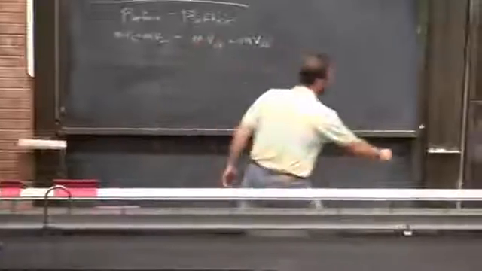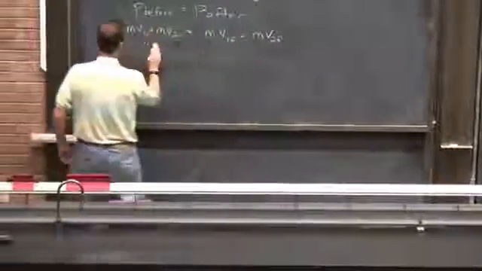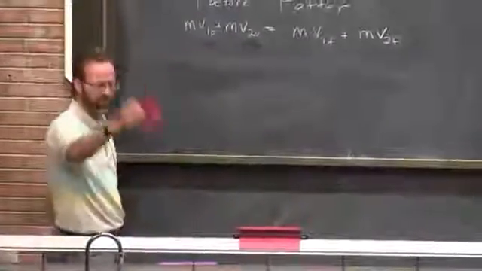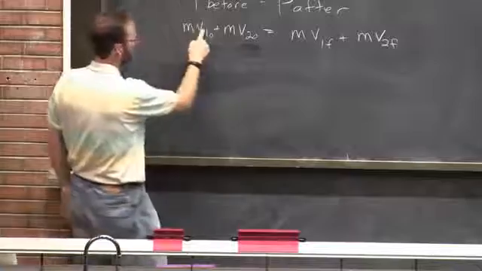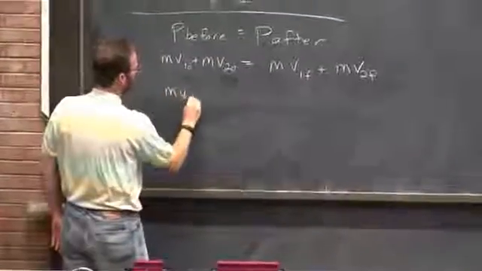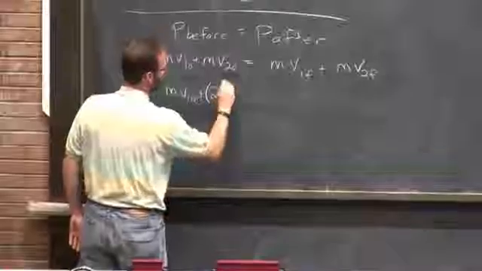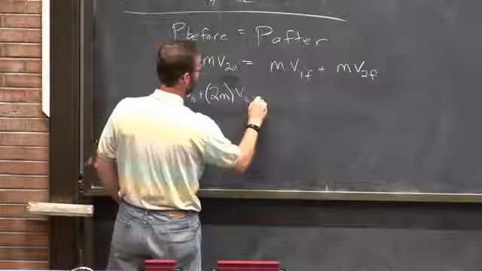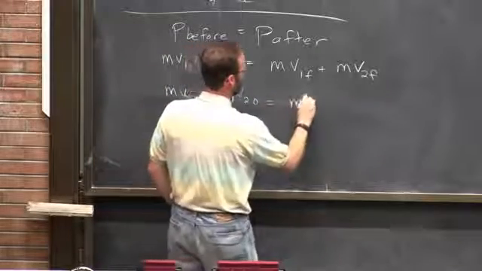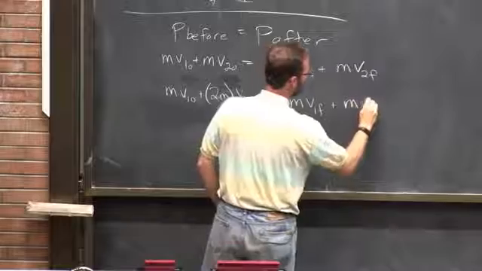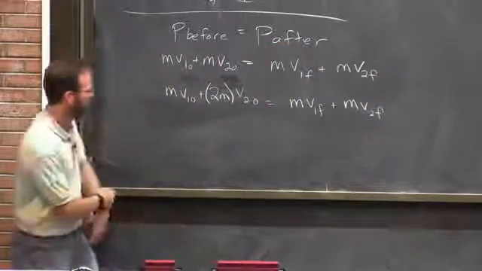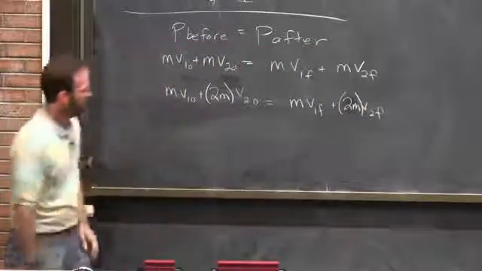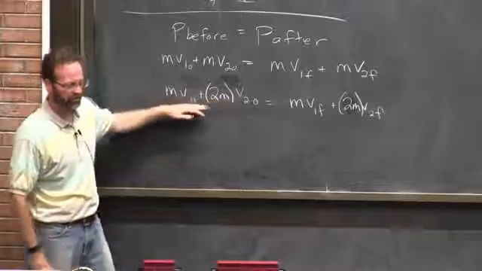Let's do it again. Let's say if this is M, we'll say it's cart 1. Then let's say this one is twice as massive, because it's close enough. So afterwards, we get these final velocities. Twice as massive. All right, where's the momentum before the collision?